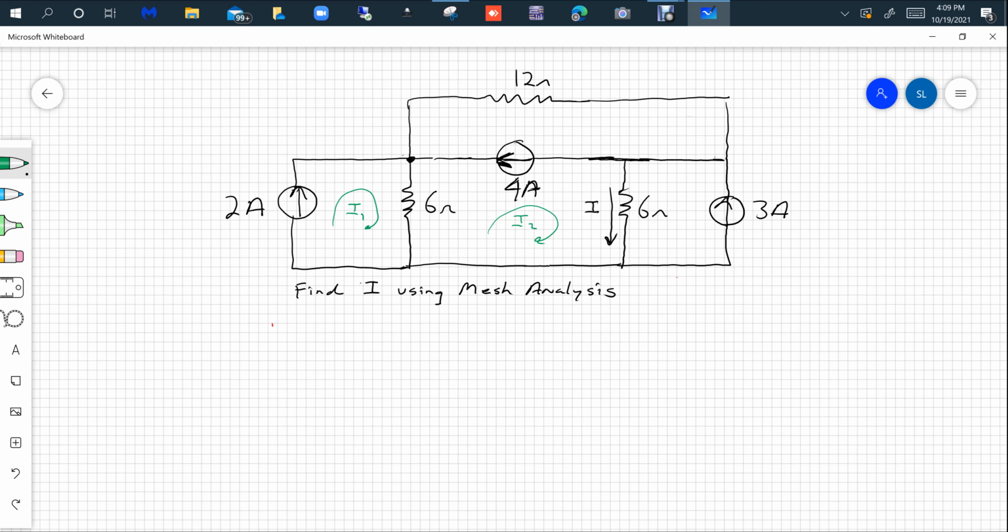And then I could form another loop because I have to pick up the 6 ohm and the 12 ohm and the 3 amps. So what if I start down here and go up around here and come around here?